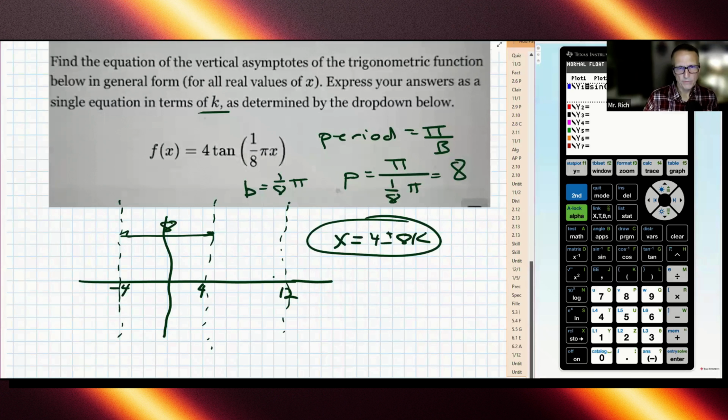One of the main things to remember about period on these trig functions: sine and cosine, their period is 2 pi. For tangent and cotangent, it's only pi.